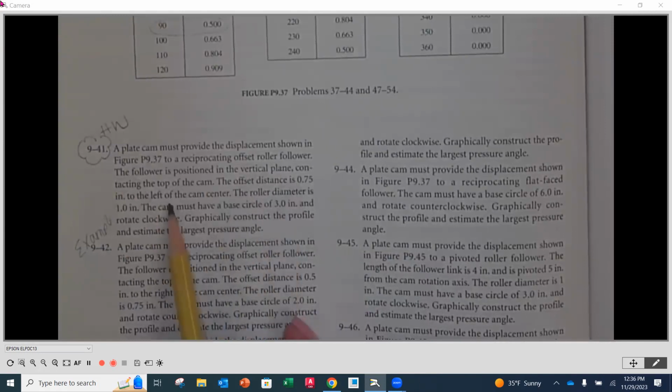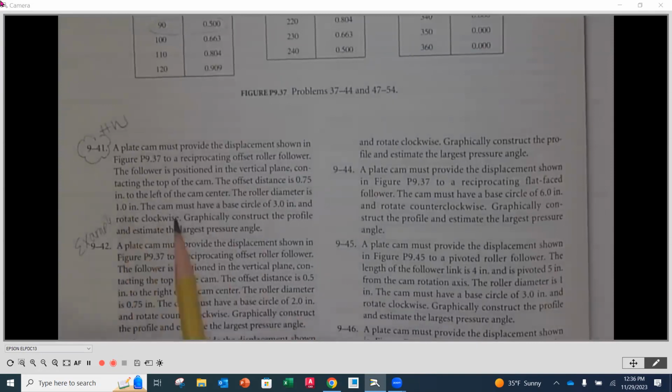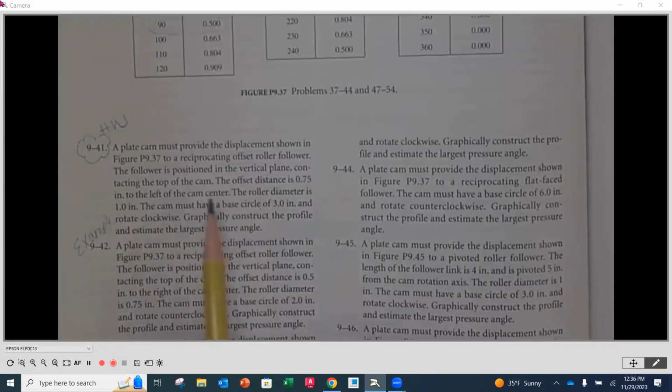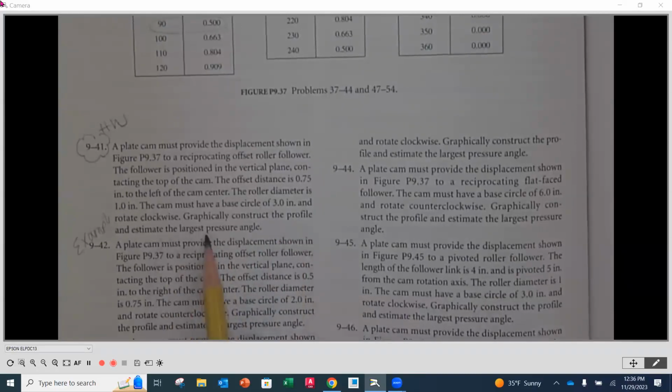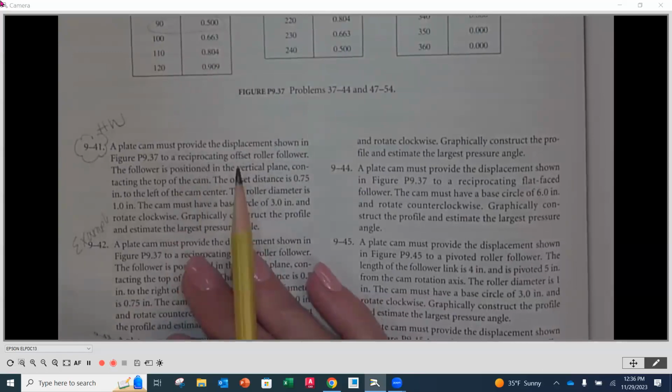of an inch to the left of the cam center. And then the roller diameter is 1 inch. The cam must have a base circle of 3 inches and rotate clockwise again. So graphically construct the profile and estimate the largest pressure angle. Okay, now this is an offset one. So estimate that pressure angle.